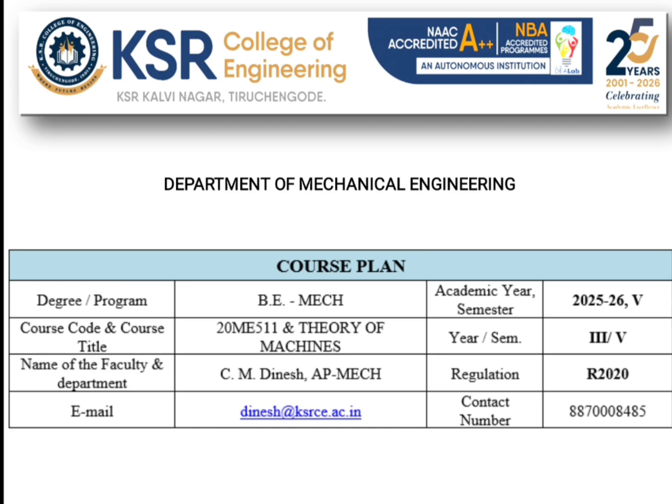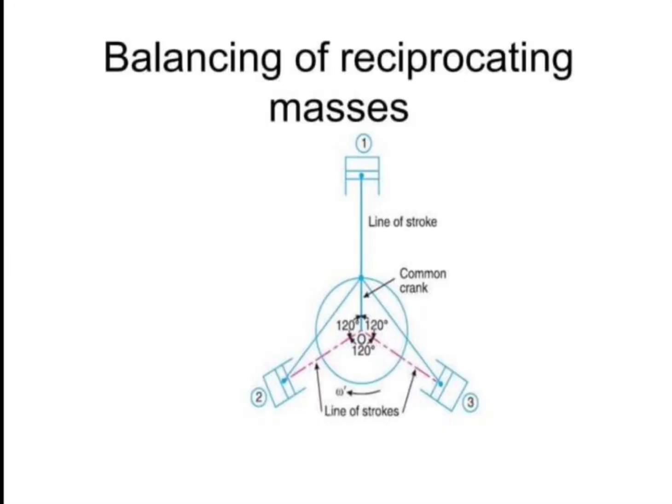Let's deal with Theory of Machines, Unit 3: the balancing of reciprocating mass. In this image, we can see the line of stroke in the crank slider mechanism.